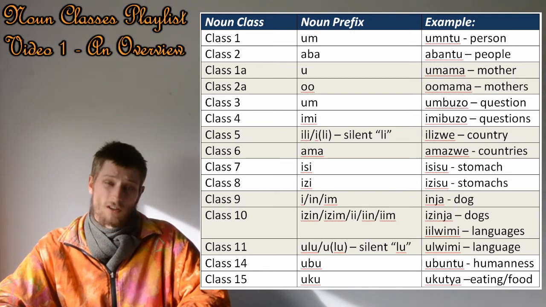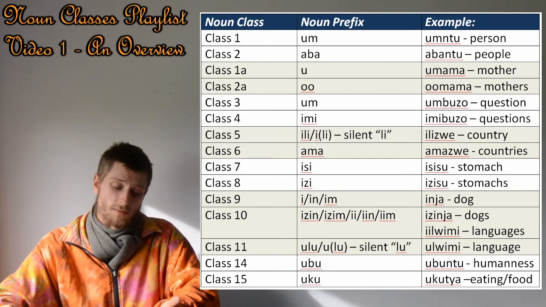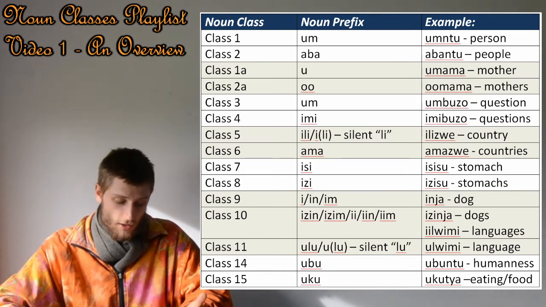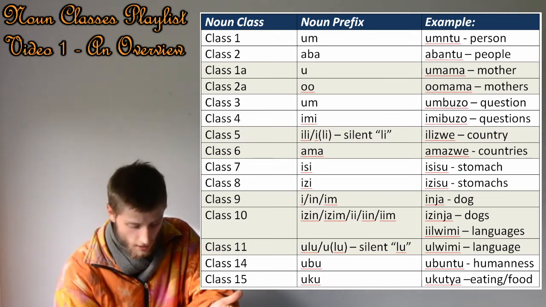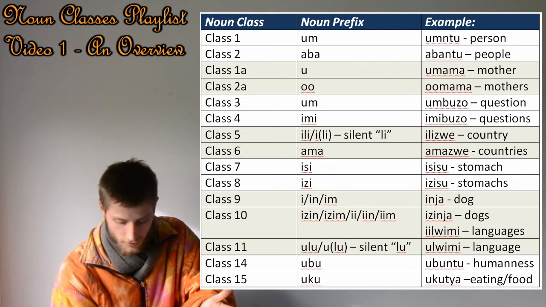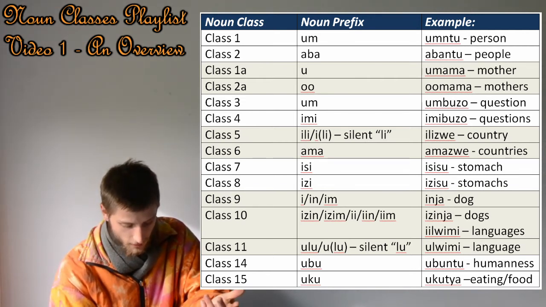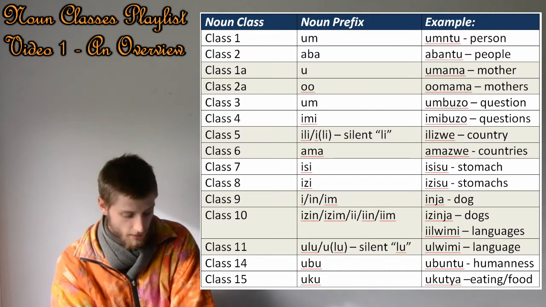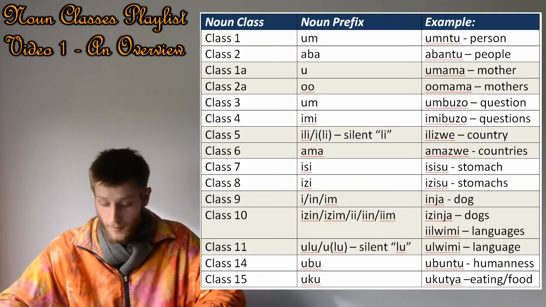But yeah, so class 1 and class 2 are basically human nouns. So the example I've got there is umntu, which means person, and then for class 2 it's abantu, which means people. And then classes 1 and 1a are very similar. They're also mostly people, although there are some other ones. So yeah, I'm just going to keep the basics and then we'll go more in depth into the other ones. So for class 1 and 1a it's umama and oomama.